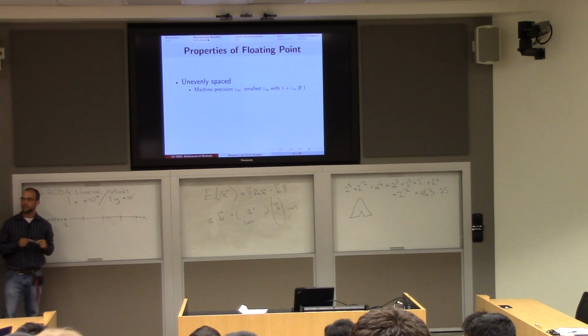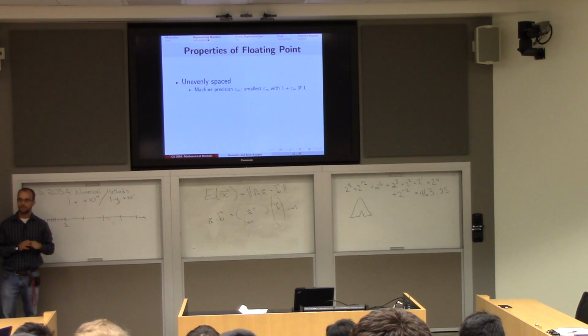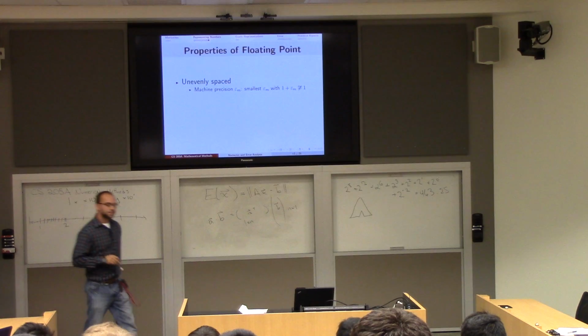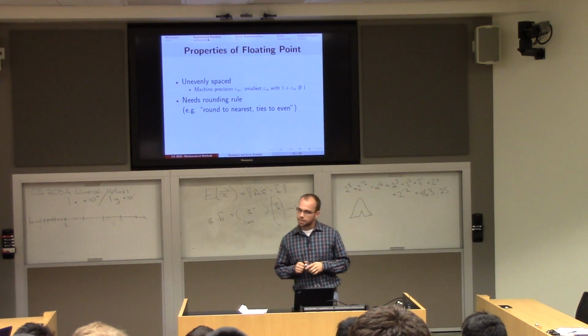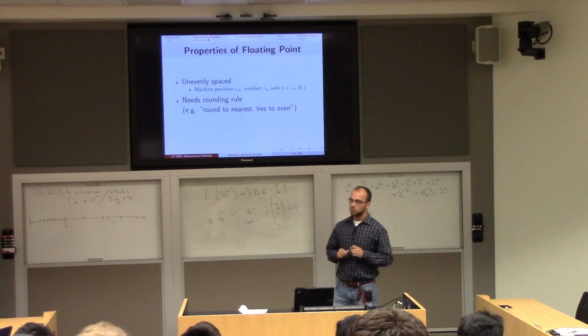Because we need to worry about those 10 to the minus 23rd numbers too. So what are some other properties of floating point math? Well, first, we also do need a rounding rule, right?